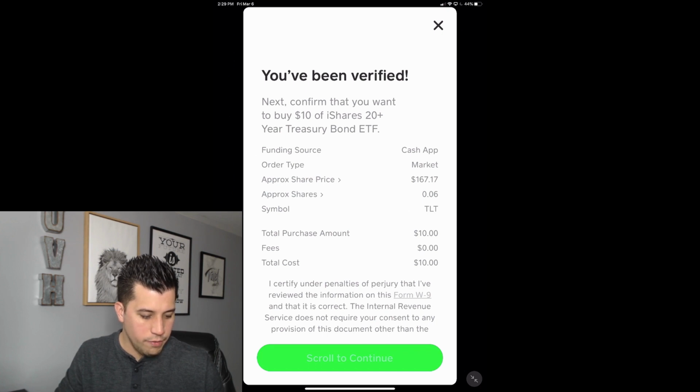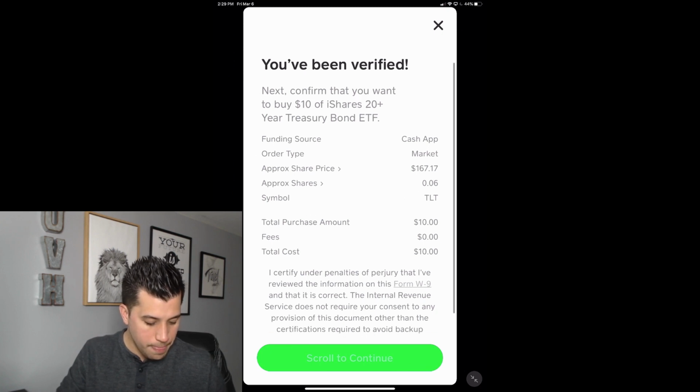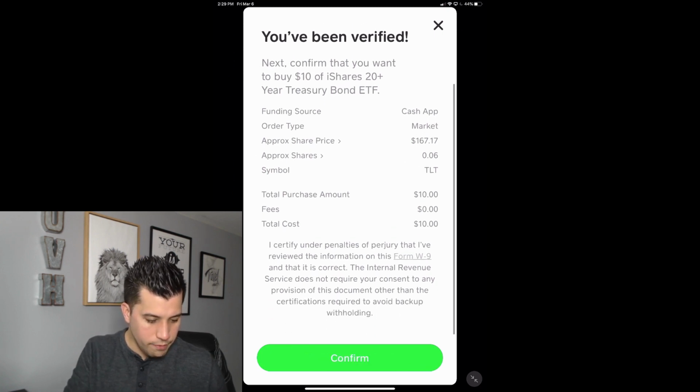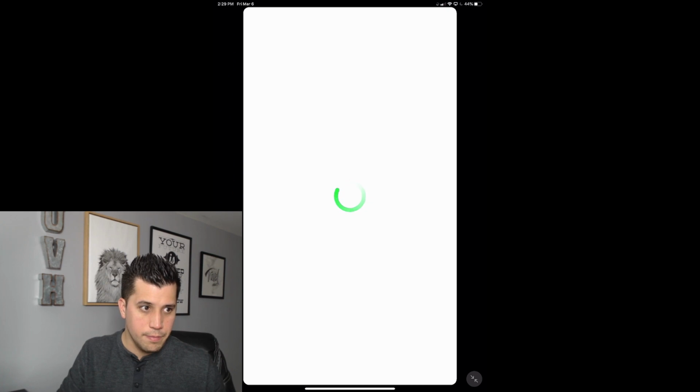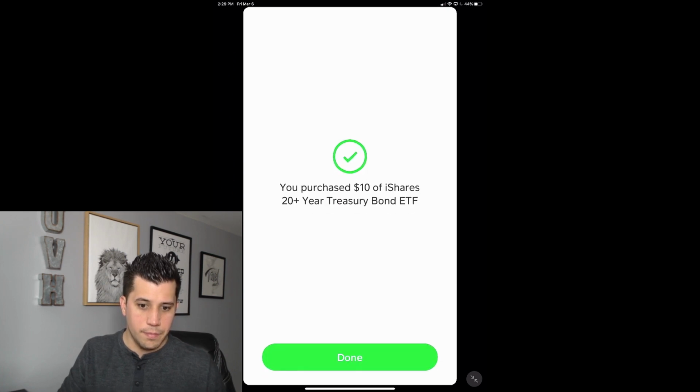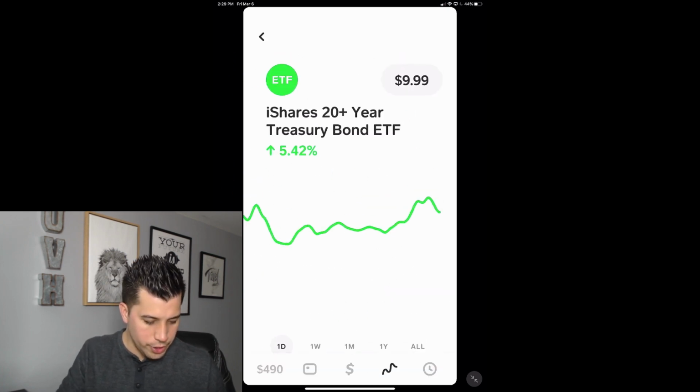Next, confirm you want to buy $10 of iShares 20+ year Treasury bond ETF, approximate share price. So it's not sure. The fees are 0, so we're paying 0 commissions on this. However, you're not able to lock in a price. It's approximate. So I'm just going to hit confirm. Nice. Okay, so it says I purchased that. I'm already down a penny already. Oh, I'm back up. So I'm back up to $10.